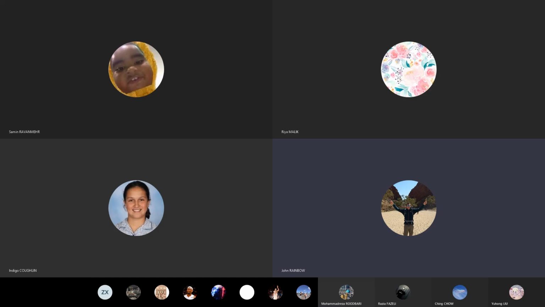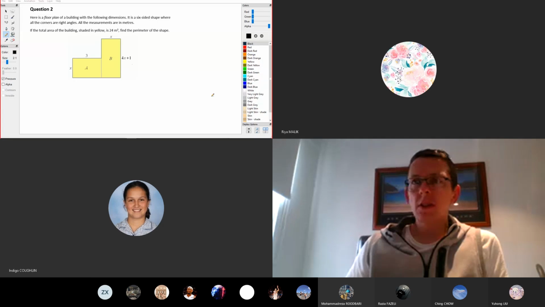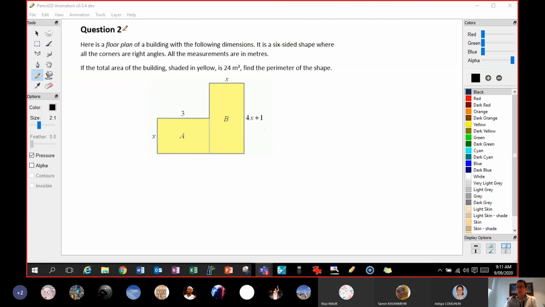All right. So we have this question here, an application question again. Question two, we're going to look at in the application. So here's a floor plan of a building, looking at it from a bird's eye view with the following dimensions, because it's obviously the floor.